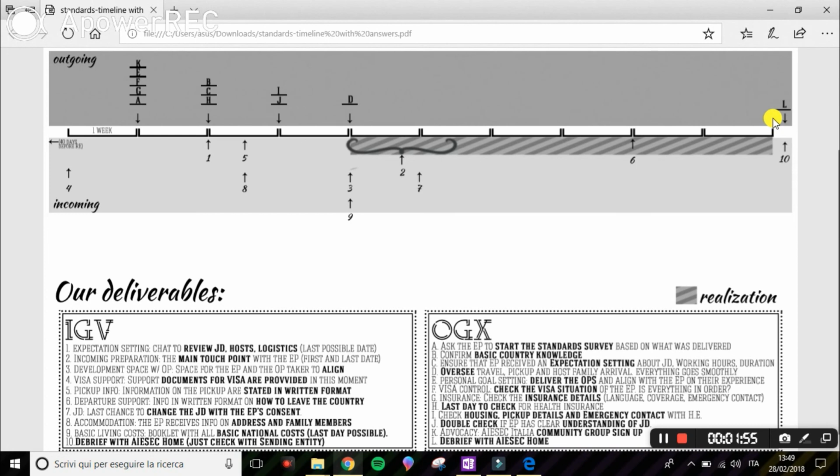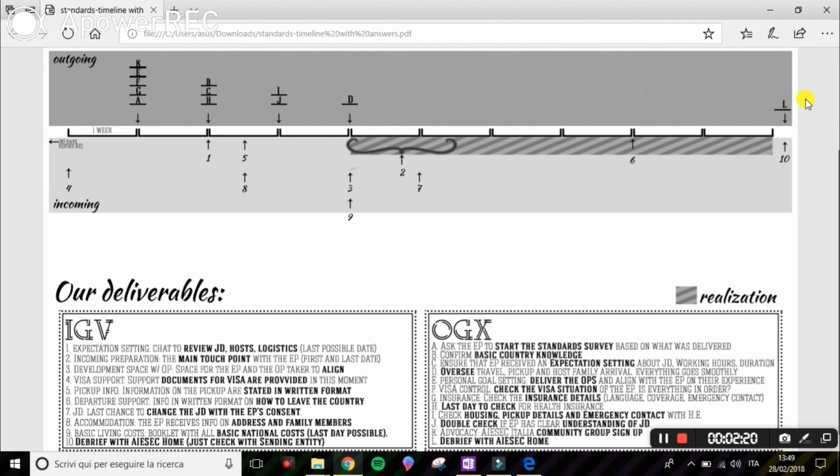When the realization is finished, so once the EP is back home, what IGV does is ensure that actually the sending entity, so OGV guys, are booking an appointment with the EP to have a debrief moment. And at the same time, OGV has to provide this space in order to connect all the dots and help the EP debrief about the whole experience. Why is this touch point so important? Because it's the final standard.